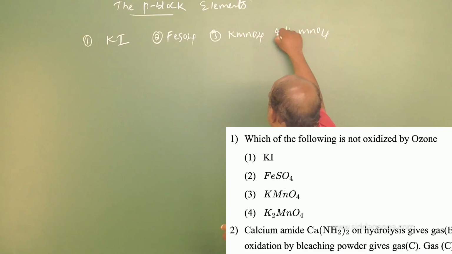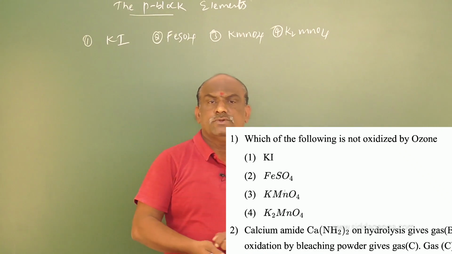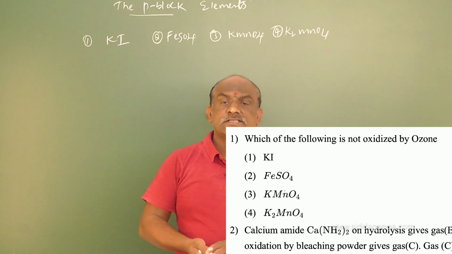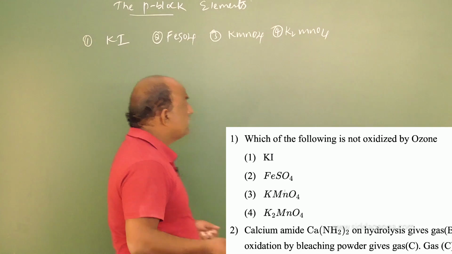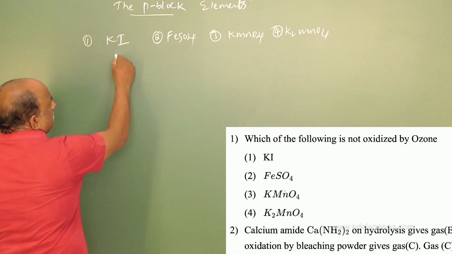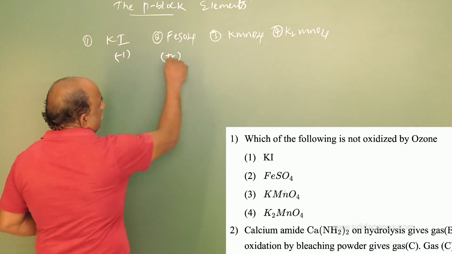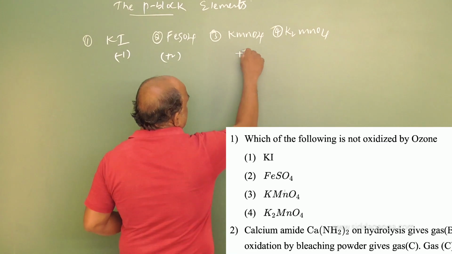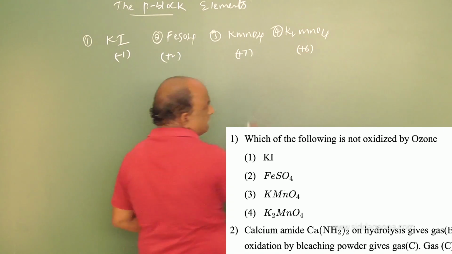So write these type of questions. How to find the answer? Which of the following is not oxidized by ozone? Oxidation means oxidation number increases. Oxidation number increases is said to be oxidation. So in this example number 1, oxidation state of iodine is -1. Iron oxidation state +2. Manganese oxidation state +7. In this example, manganese oxidation state +6.